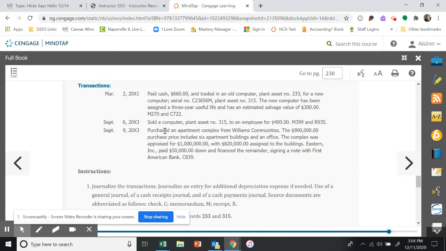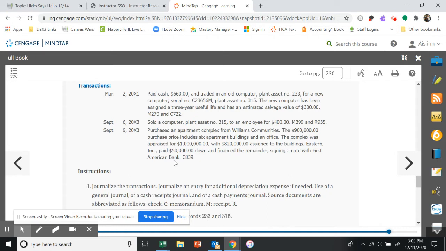Now, the third one, this one's super cool. All right. I hope you guys did this one correctly as well. You're buying an apartment complex. And here is the $900,000 purchase price is what we paid for it, but it was appraised for $1 million. Yes, I said it. $1 million. Okay. So we're going to go with splitting that up and figuring out what part is the building, what part is the land. And then we're going to go ahead and journalize this accordingly.